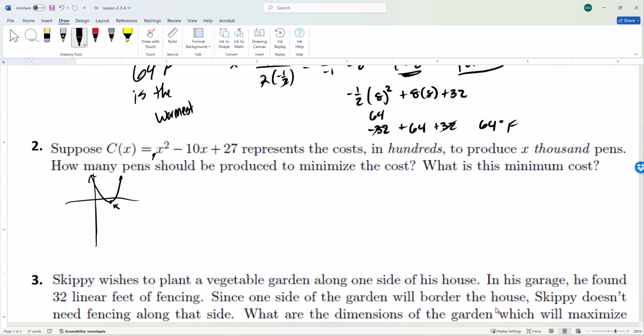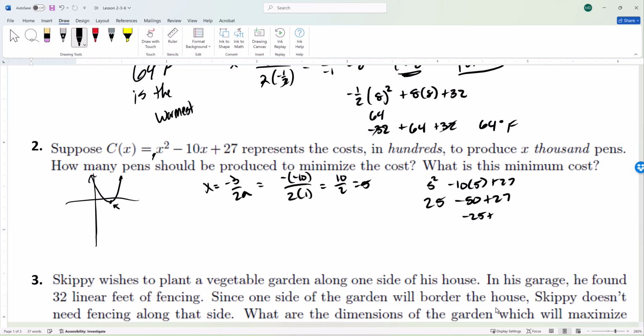How do I find the vertex? x equals negative b over 2a. So let's plug those values in. So negative b over 2 times a. So that's going to be 10 over 2, which is 5. Now if I plug that 5 back in, you're going to get 5 squared minus 10 times 5 plus 27. So 25 minus 50 plus 27. And then that's negative 25 plus 27. That equals 2.